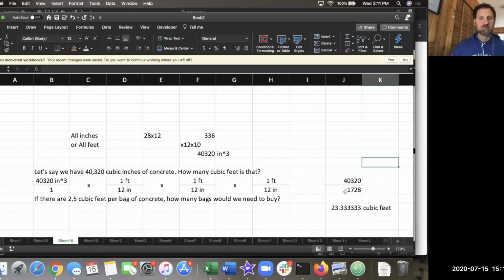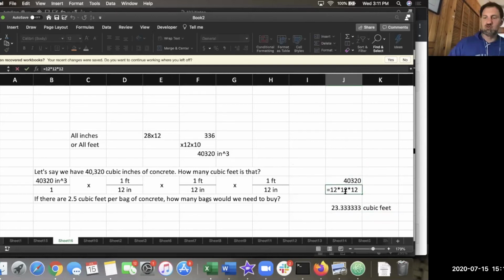On the bottom, I have 12 times 12 times 12. I have 3 factors of 12 because the inches is getting converted 3 times. That's the part where sometimes people struggle.